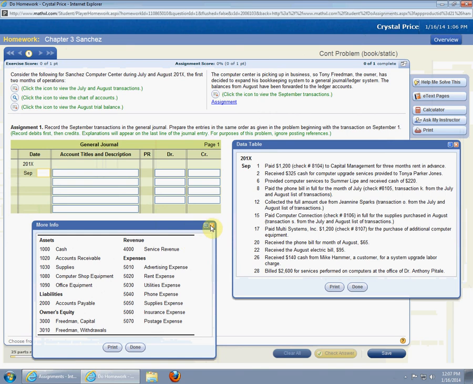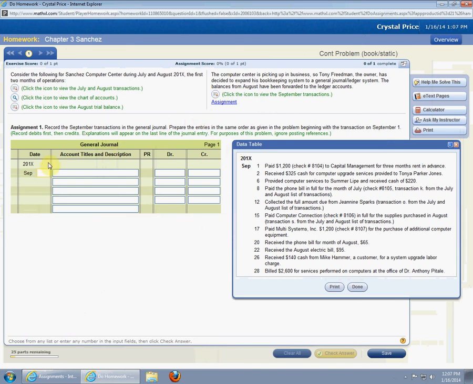No, it's not on the chart, it's just on the pull down. Okay, well, it should have been on the chart of accounts. They left that off, okay? Because it's paid in advance. So we've got prepaid rent and we've got cash.